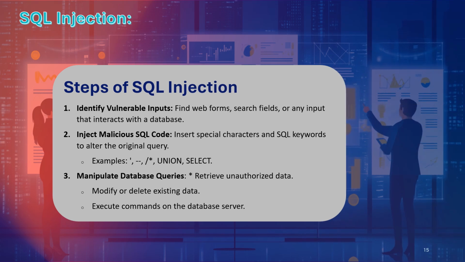Steps of SQL injection. The first step in SQL injection is identifying vulnerable input fields in web applications, such as login forms, search bars, or other database-connected inputs. Once a vulnerability is found, an attacker injects malicious SQL code to manipulate database queries. By doing so, they can retrieve sensitive data, modify or delete records, and execute harmful commands.